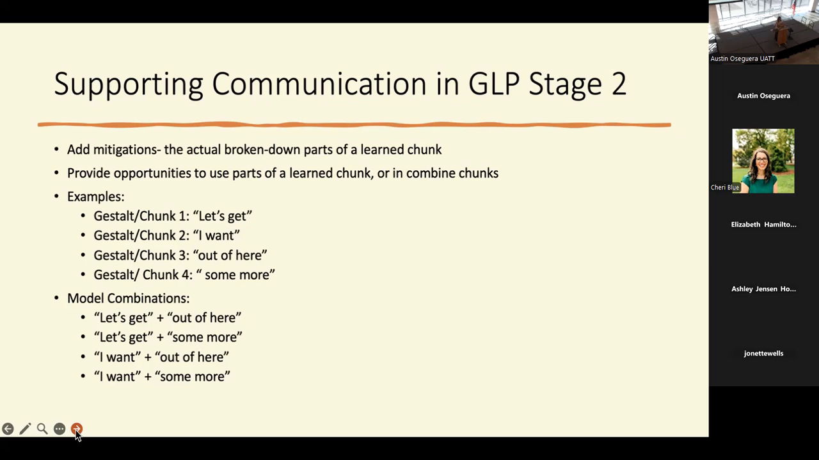I want out of here. I want some more. So you have these chunks that you're breaking down and using together so that they can say more. They have more control over their language because they can change things up a little bit. But it's still really script oriented in stage 2.